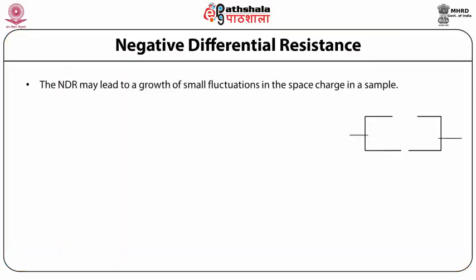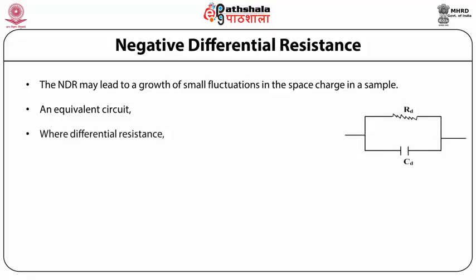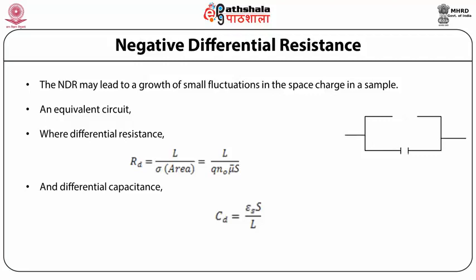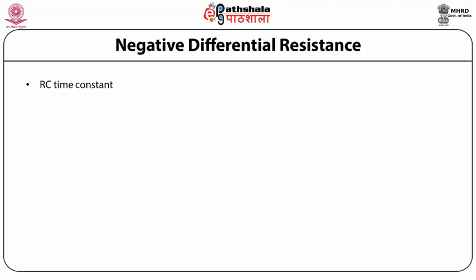The NDR may lead to the growth of small fluctuations in the space charge in a sample. So an equivalent circuit is shown in this figure, where differential resistance R_D is equal to L by σ times area, equal to L by q n₀ μ̄ times area, and differential capacitance C_D equal to ε_s by L, which implies the RC time constant τ_R is R_D C_D equal to ε_s by q n₀ μ̄.